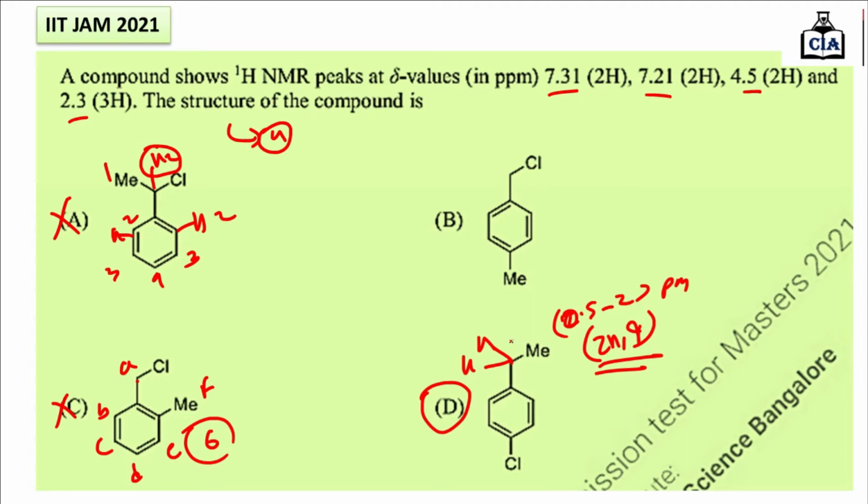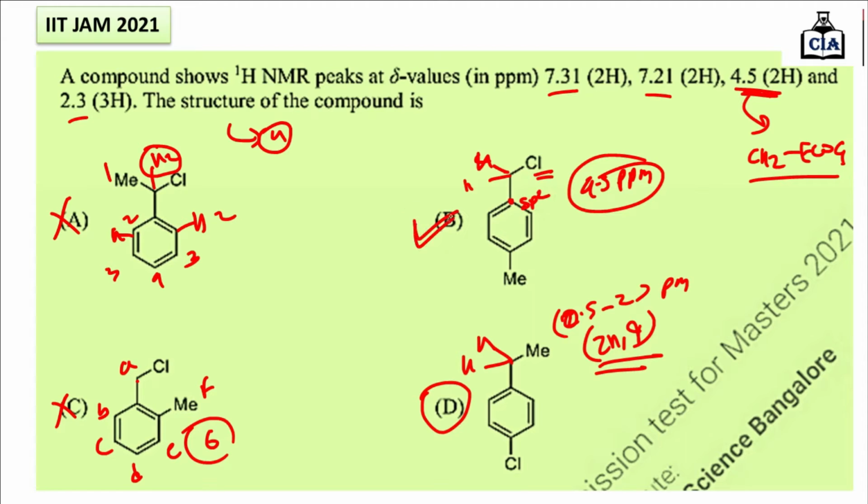But we have the value of the 2H signal as 4.5. This indicates that the CH2 group should be attached to a highly electronegative atom. In option B, only this CH2 is attached to the electronegative atom chlorine. Due to this electronegative atom, the CH2 will give the signal at 4.5 ppm. Hence our option B will be the correct answer.